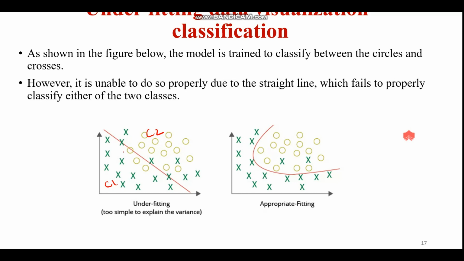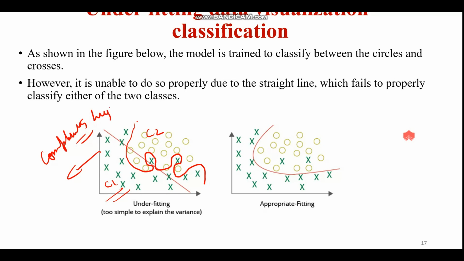Now if we want to reduce this error, we will try to do something like this. We try to make a curve like this, which will try to pick all these crosses on one side. Now if you look at this red line, it is classifying all the circles in class 2 and all these in class 1. But what is happening in this case? The model is becoming very complex. So the complexity level is becoming high for this fit curve.